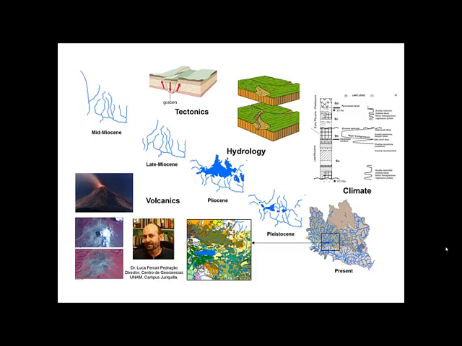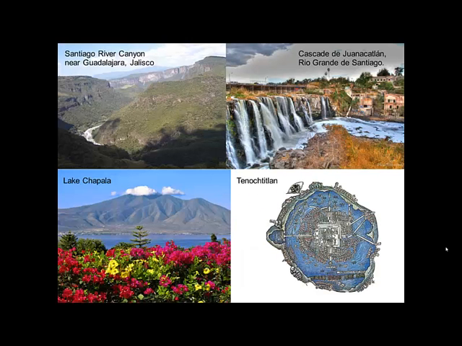So we've got climate, we've got volcanics, we've got tectonics, we've got erosion. And here's just a few photos to show some of the landscape that we've got. It's very mountainous, here's the edge of the plateau. This is towards the edge of the plateau, and here's the Rio Santiago, coming through a canyon down off the plateau.